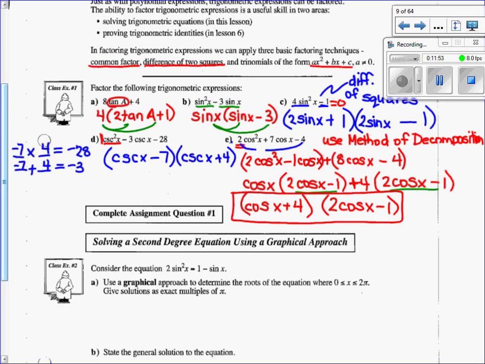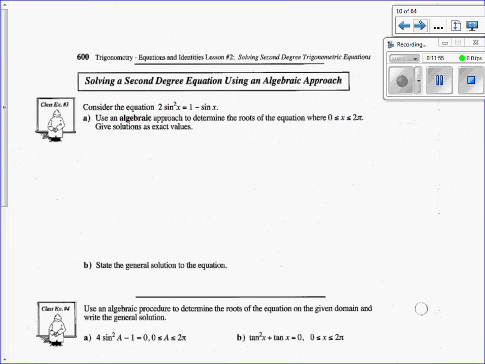We're going to actually jump over to the next page, class example number 3 at the top of the next page. Because I want to show you now that we've done some algebra with factoring, we're going to learn how to solve second-degree equations where they do equal 0 using an algebraic approach. Okay?